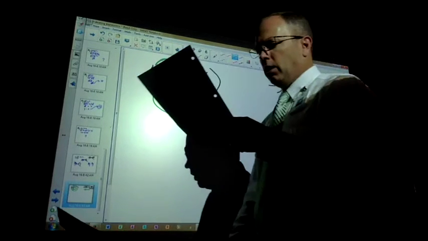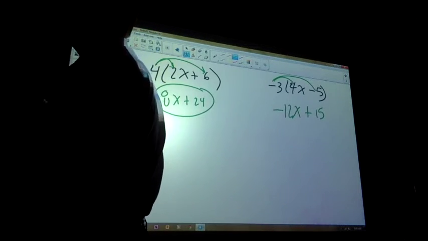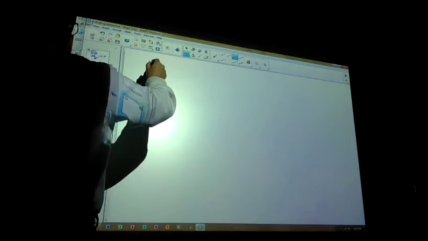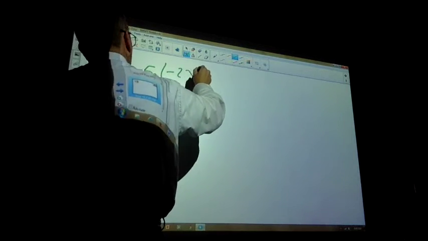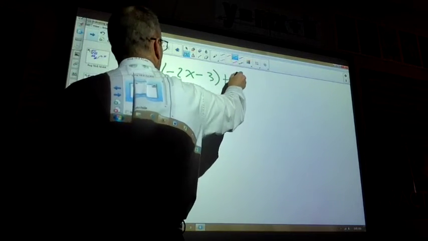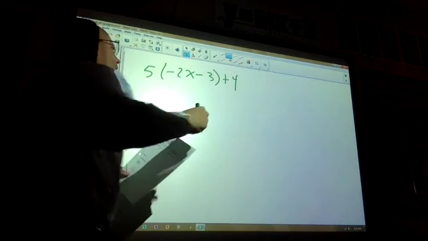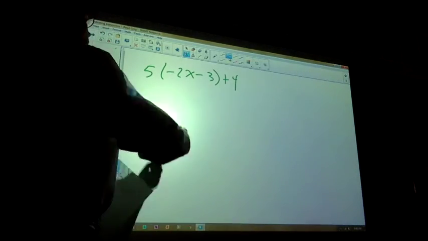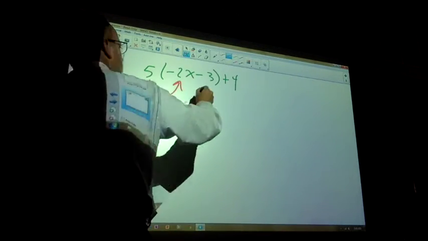Are we good? Yeah. Okay, can I move off this screen? I get 5, and then I get negative 2x minus 3 plus 4. Where would an error take place on this one, y'all think? Signs. Signs, okay. Where else? When you distribute the letters. I love it, you're right. Where does the 5 distribute over? Parentheses. Does it distribute outside of the parentheses? No. So this will go here, and this will go here.